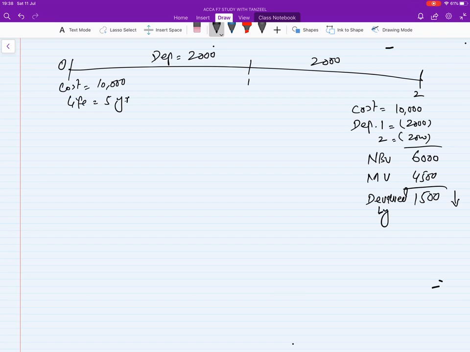Previously we were crediting equity, now we have a loss here, 1,500. So take profit and loss, debit profit and loss, 1,500. Debit, because expense increased. Expense or loss has been increased, that is why we are debiting this, and we are debiting by 1,500.